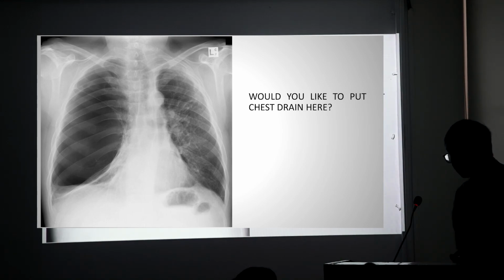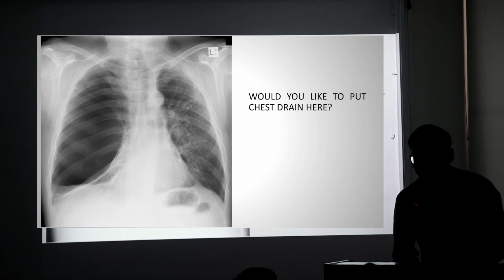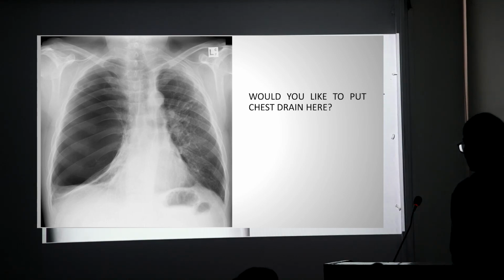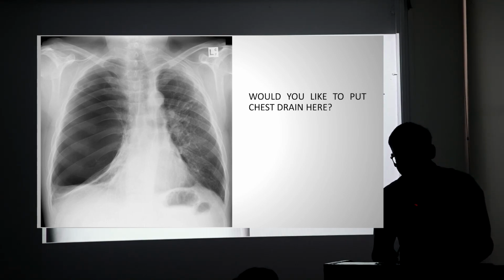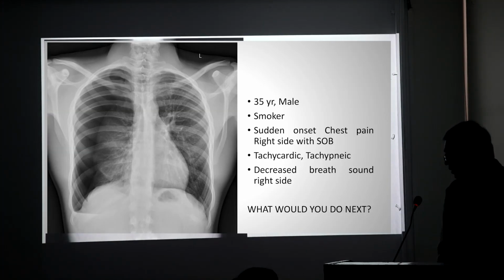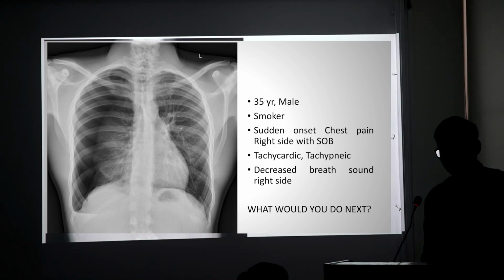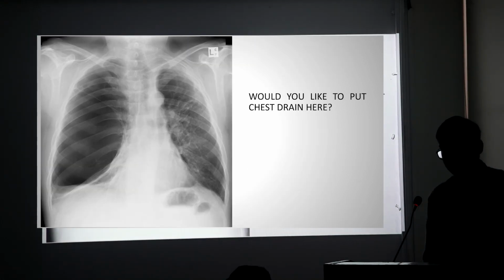So over here, what is this? What would you like to do now? So this was the previous X-ray. We have given a chest drain over here, and you are saying this is a bulla. Would you like to give a chest drain over here? Never. Unless a bulla is causing pneumothorax, we are not going to put one. Otherwise, it is going to be another catastrophe.